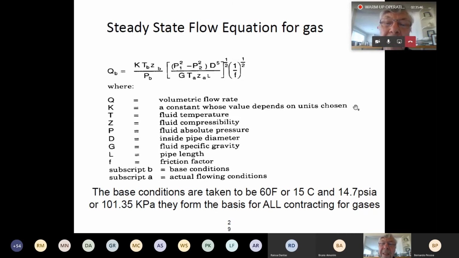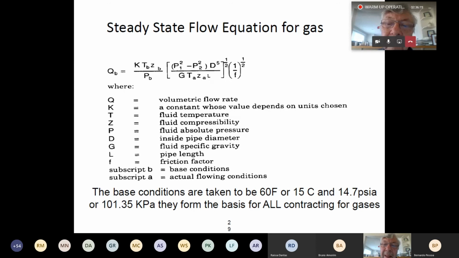But what's very important is, can you see the diameter to the power of 5? And then we take the square root of it. So you'll see that the flow rate, QB, is proportional to the diameter of the pipe to the power of 2.5, D to the power of 2.5. Then what I mentioned earlier on, if you look at the denominator inside the bracket, G is the specific gravity. So if the gas gets heavier, then the amount of flow QB reduces.